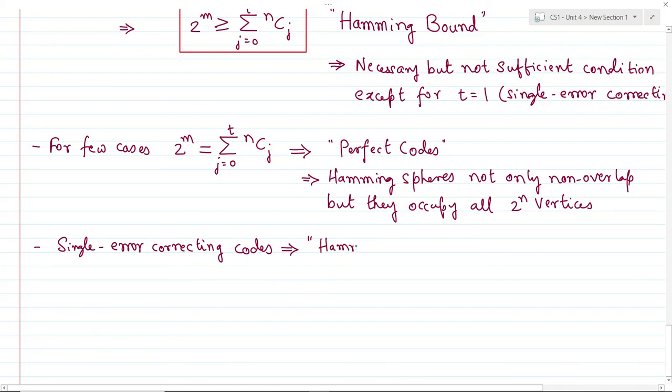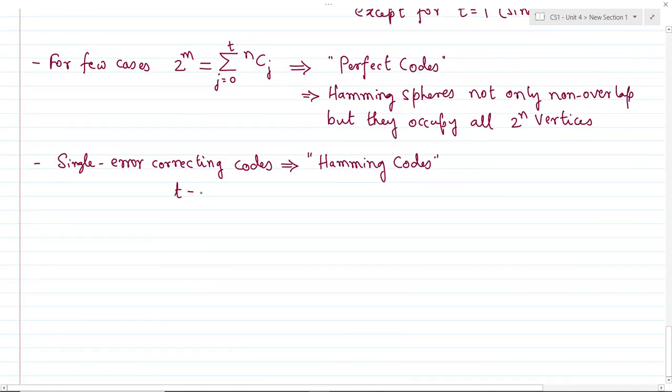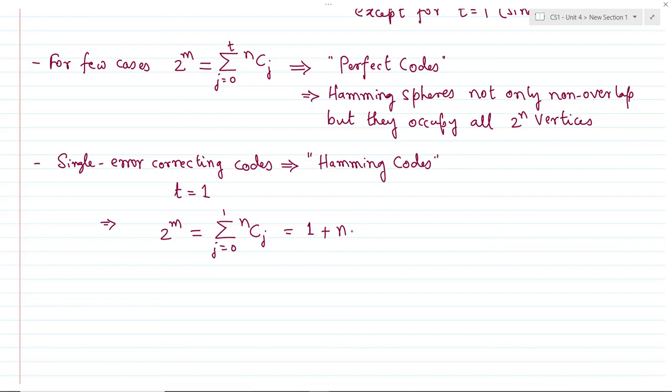So Hamming codes are such codes where t is equal to 1. This implies that 2 power m is equal to the sum over j from 0 to 1 of ncj, which is nothing but nc0 plus nc1. nc0 is 1, plus n, correct? So with the basic theory of the combinations definition, this means that n is 2 power m minus 1.